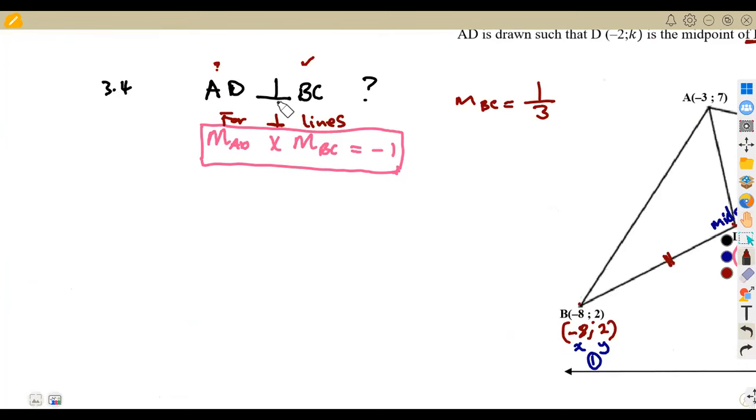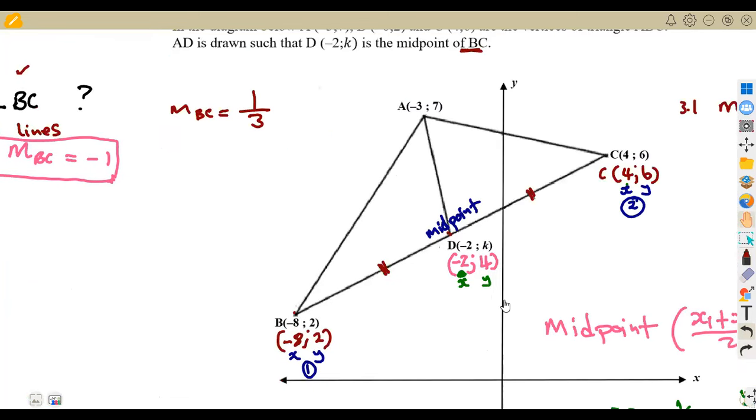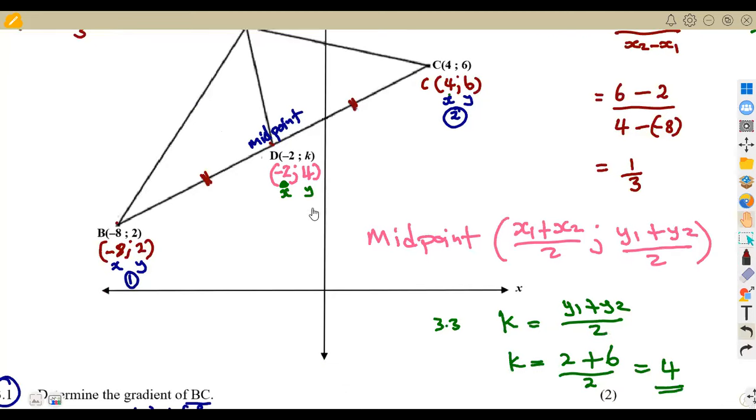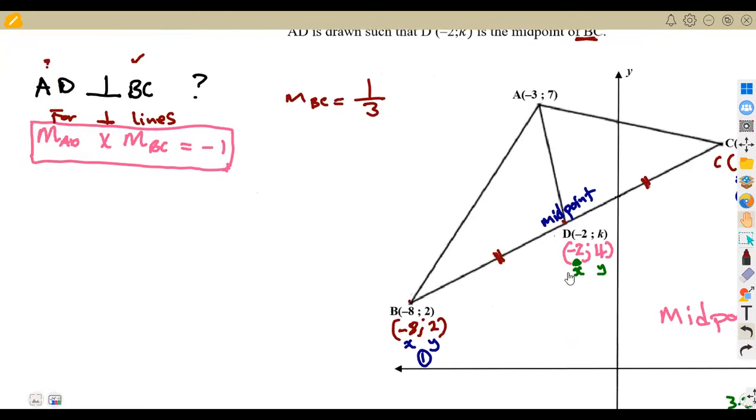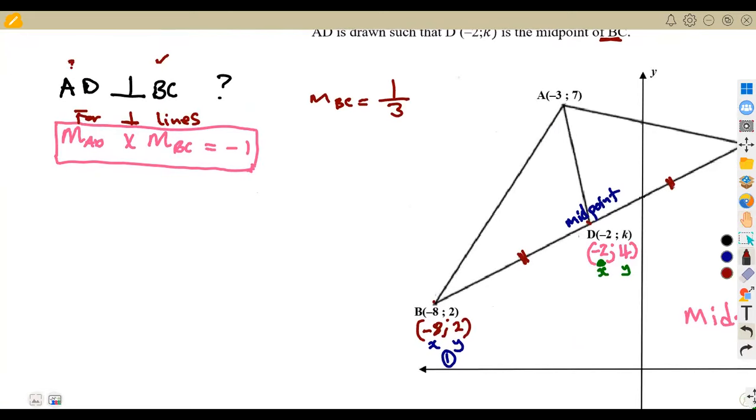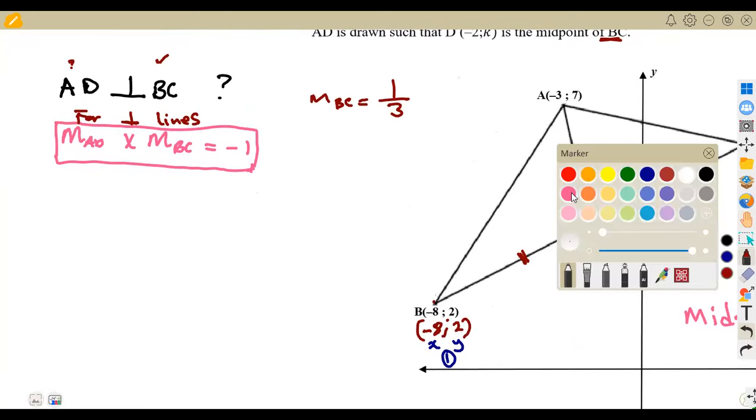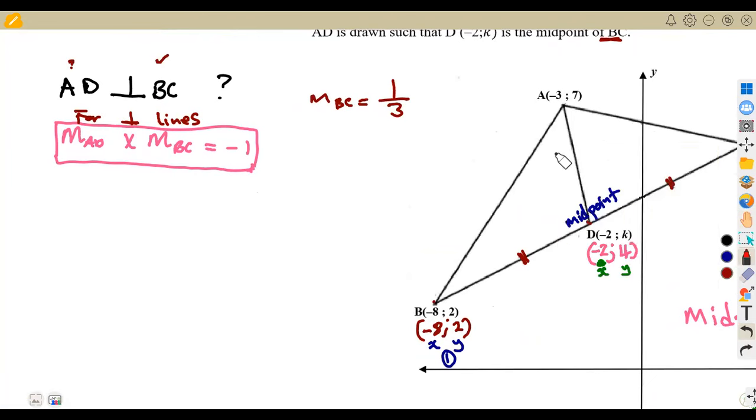So we are going to calculate the gradient of AD from the given points, because remember, we calculated the value of k at point D, which is 4. So now we have the point D, and our line AD, we can calculate the gradient. Remember, this is our point A, which is (-3, 7), and this is our point D, which is (-2, 4).